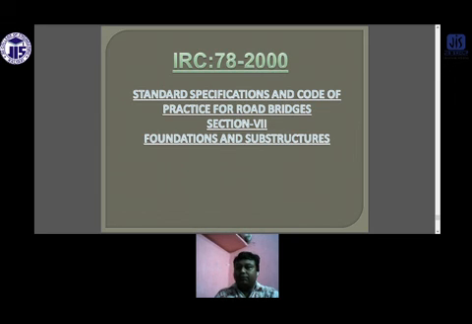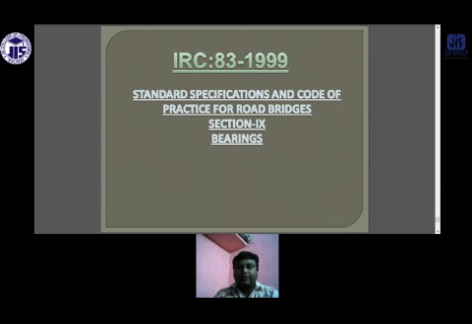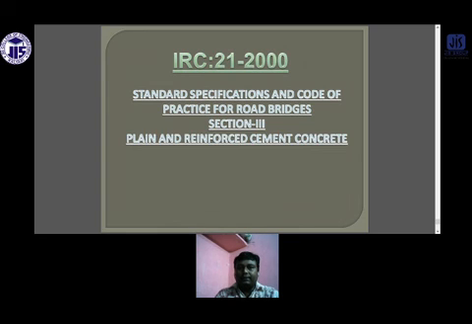IRC 78 covers the foundation and the substructure, basically the part beneath the pier cap. As I discussed, above the pier cap is the superstructure and below the pier cap is the substructure. So IRC 78 deals with the substructure or the foundation. Next is IRC 83, which deals with the bearings of bridges: the various load capacities and the dimensions of the bearings. IRC 21 covers plain and reinforced cement concrete bridges, and is specially designed for RCC bridges.